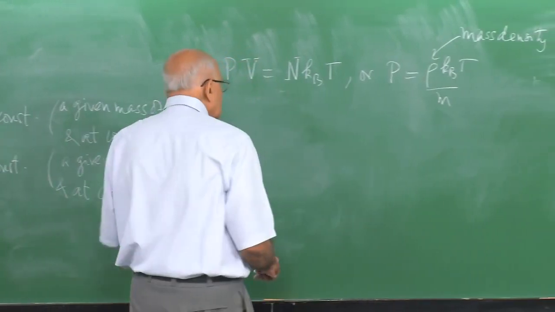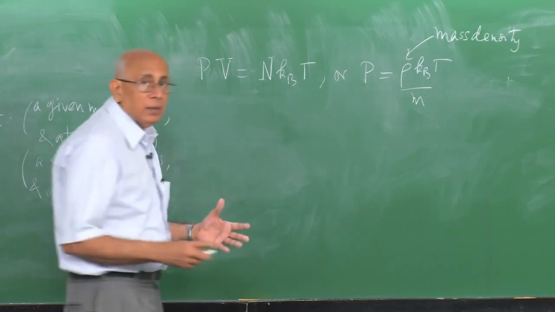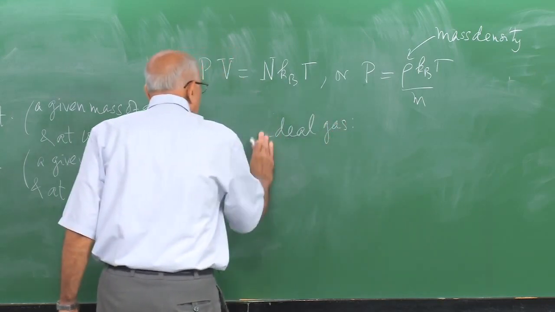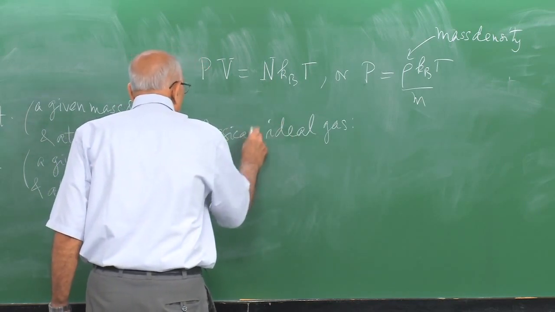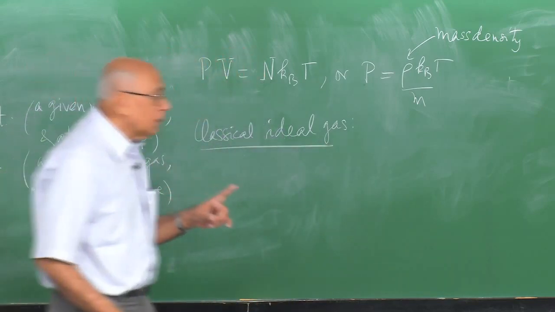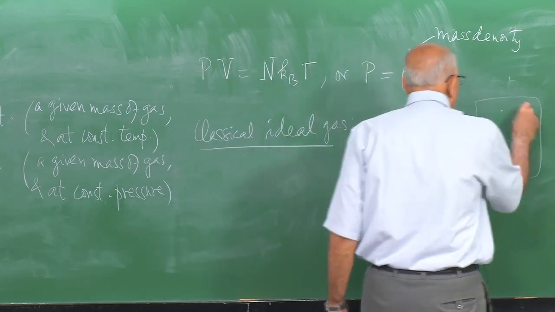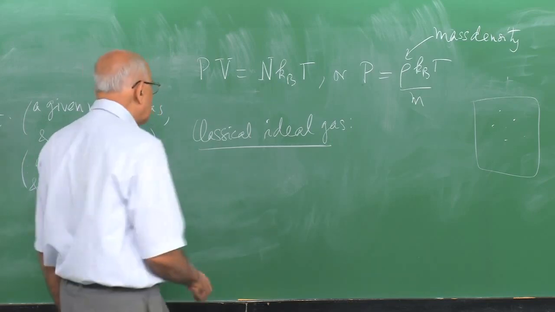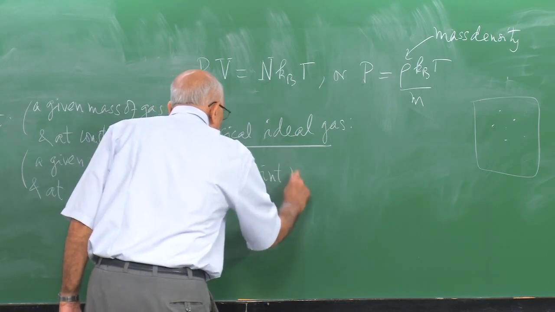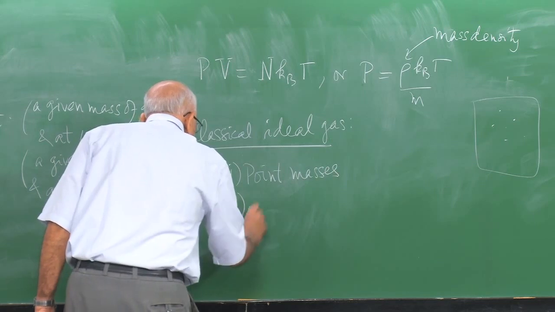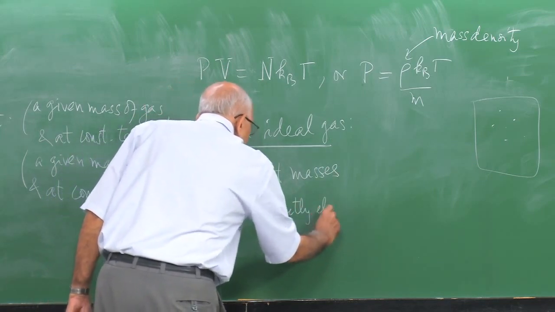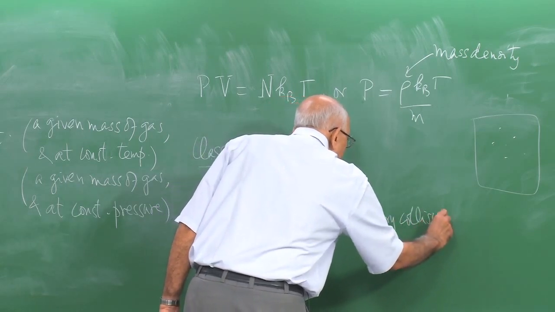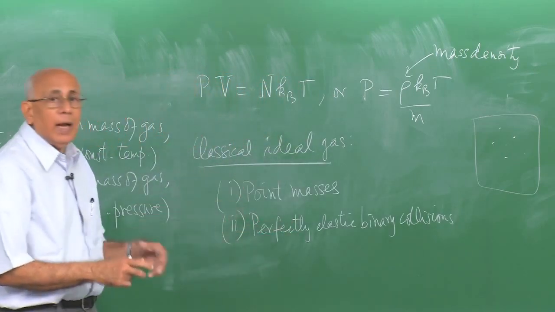These assumptions are the following. The interaction, as we know, is essentially intermolecular interaction, but in this case, the so-called classical ideal gas, and I will say why I call it classical, it corresponds to saying that you take a set of particles, put them in a container, and the only interactions that you assume between the particles are two-body elastic collisions. So, 1, point masses; 2, perfectly elastic binary collisions, two at a time, between the particles and between any particle and the walls of the cavity.